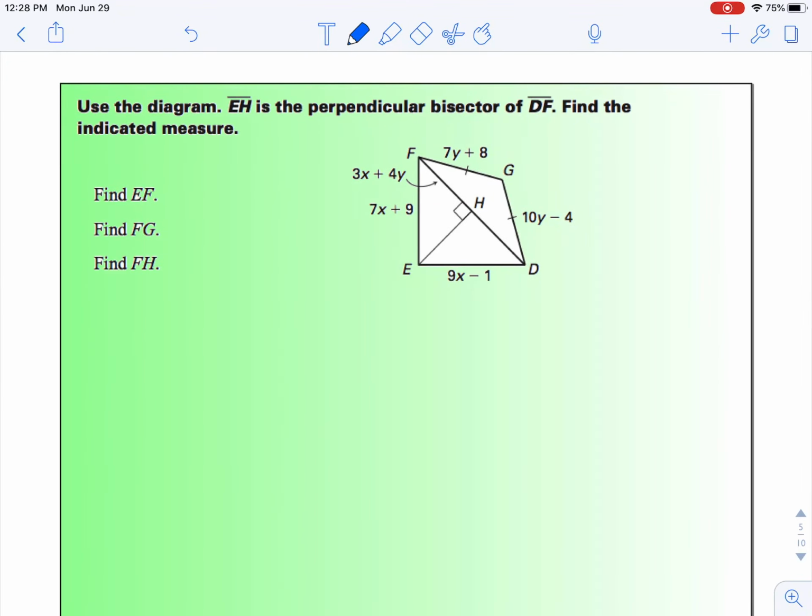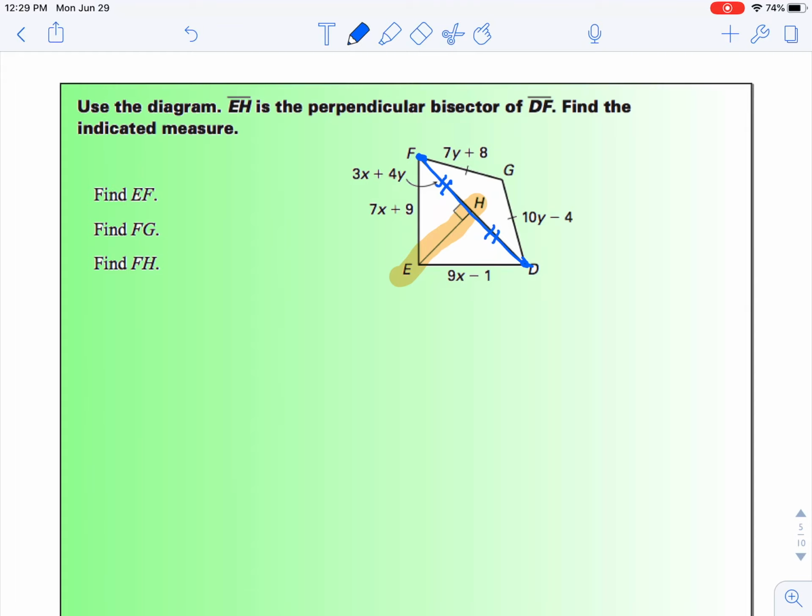So let's get a little more involved problem where we have to look a little closer at a few things. It says in the diagram, EH is the perpendicular bisector of DF. So here is DF right here, and it tells us that EH is the perpendicular bisector. What that means is not only that perpendicular marking that they already put in for us, but it means that these two pieces will be congruent to each other. So that's what I know so far.